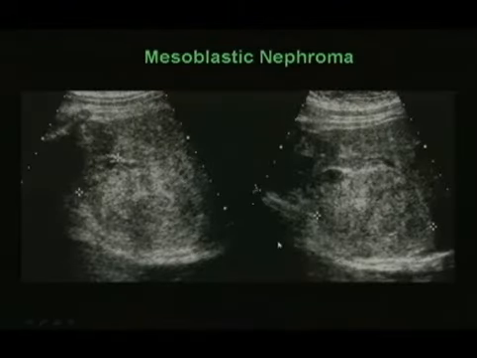Here's another mesoblastic nephroma. You can see on a longitudinal view of the kidney, there's an echogenic mass occupying most of the upper and mid pole of the kidney with a little bit of residual normal renal tissue. Here again, you can see a little bit of residual normal renal tissue. The rest of the kidney is replaced by the solid mass.